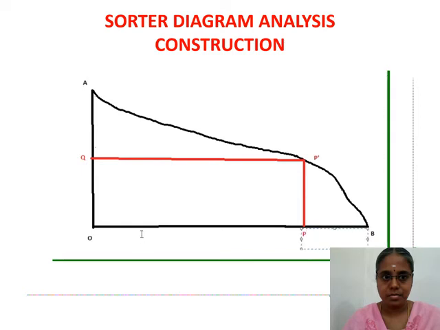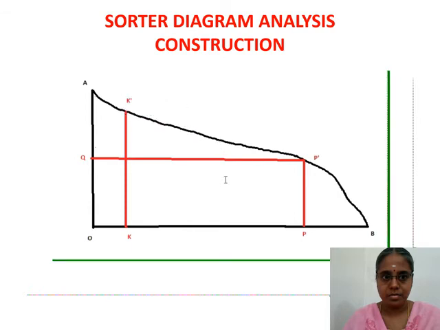Now take 1 by 4 OP. You are putting a point at 1 by 4 OP, which is K. 1 by 4 OP is OK. From there, you are drawing a perpendicular K dash to OB. I hope you are drawing along with me.